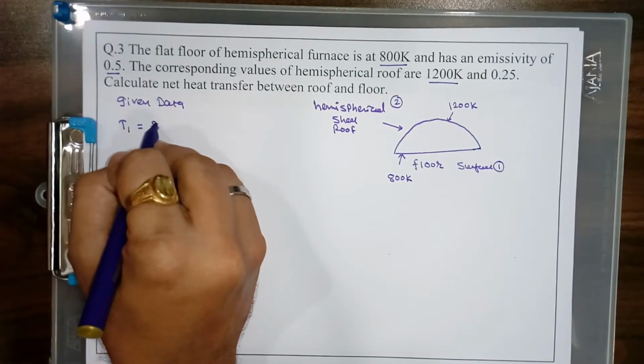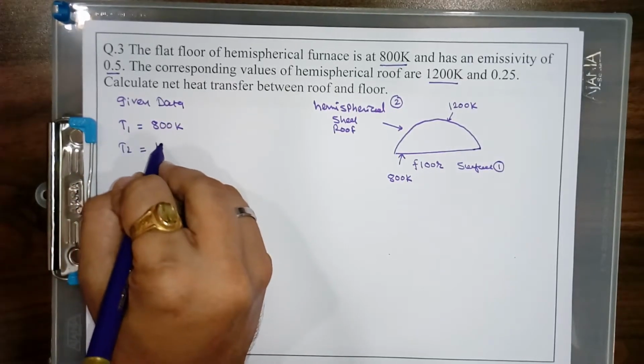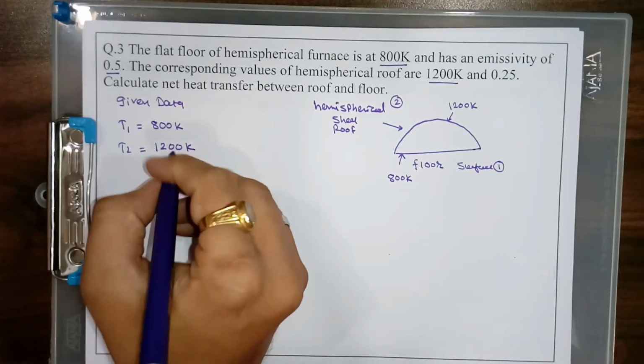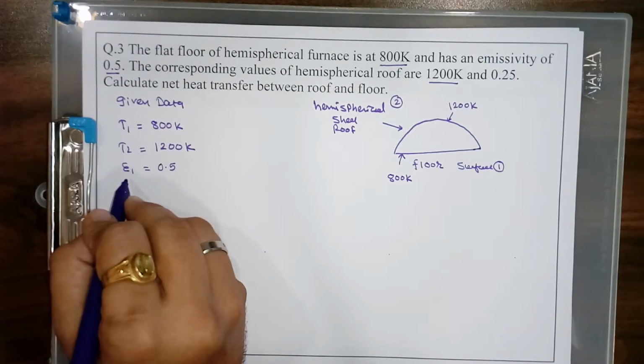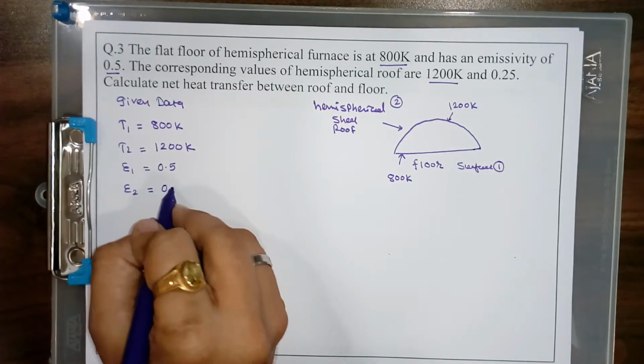T1 is 800 Kelvin. T2 is 1200 Kelvin. The emissivity of surface 1 is 0.5. The emissivity of surface 2 is 0.25.